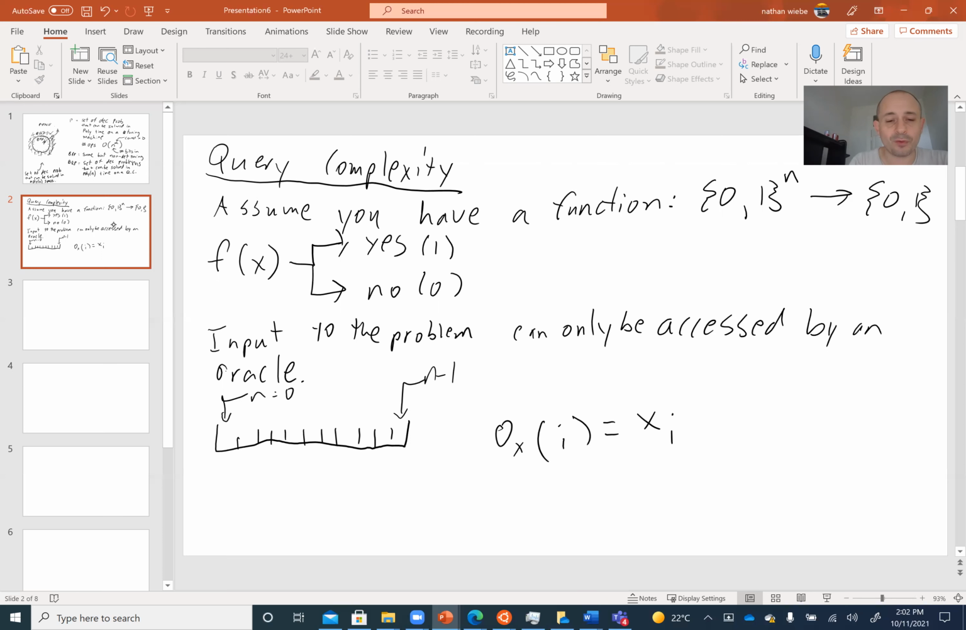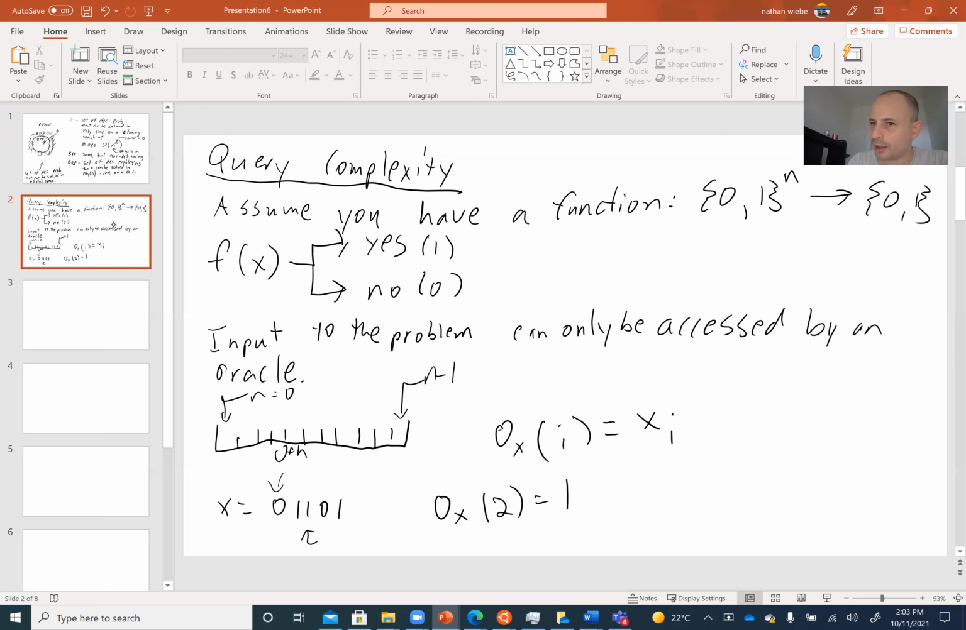x sub i. So for example, if we ended up having a bit string 0, 1, 1, 0, 1, and this is the value x, and I wanted to access the 3rd bit of it, I would call the oracle corresponding to it at value 2, which is, of course, the 3rd bit, assuming this one is the 0th bit. Okay, so O_x(2) is equal to 1. So this is how query complexity ends up working.